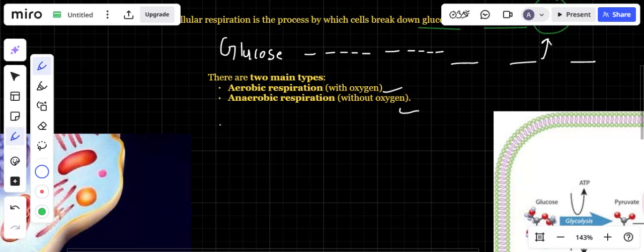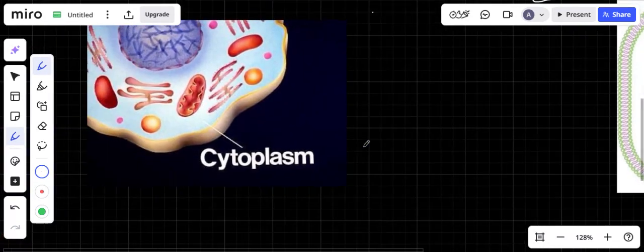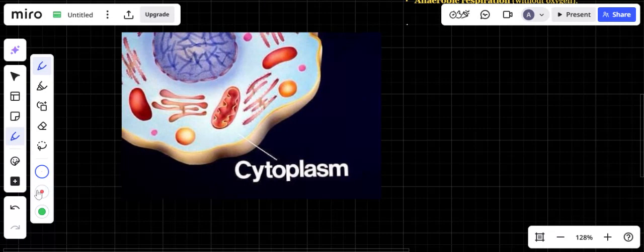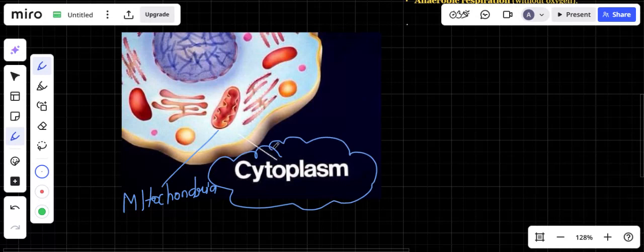The first step is glycolysis, which occurs in the cytoplasm. Just focus on this picture. This is a eukaryotic cell where you can see different types of cell organelles. This is the mitochondria, which we don't need in today's lesson. The rest of the colored part is the cytoplasm. Cytoplasm is a jelly-like substance, and in this cytoplasm the rest of the cellular components float.